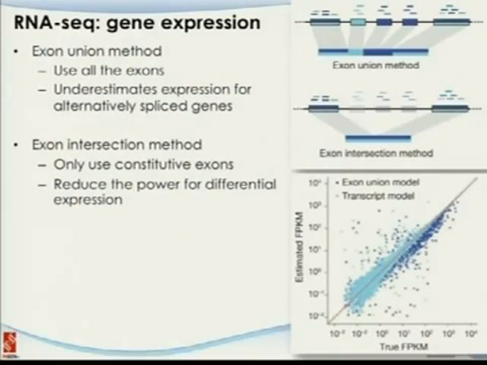This is the exon union method and the exon intersection method. This is still looking at gene expression level analysis. So if a gene has multiple isoforms, you can use two different strategies, and both strategies have their advantages and disadvantages. Please go back. This is one of the things that will also appear in the exam.